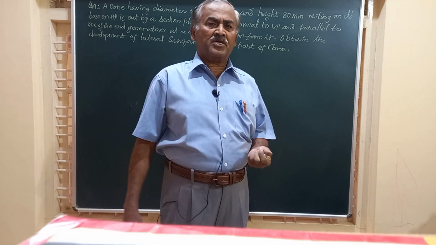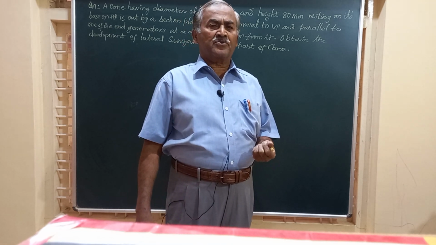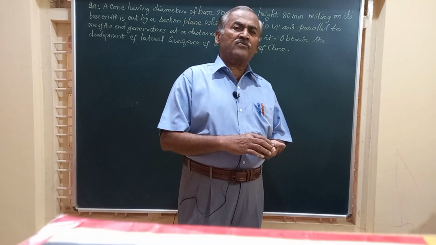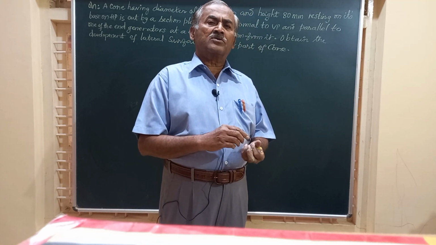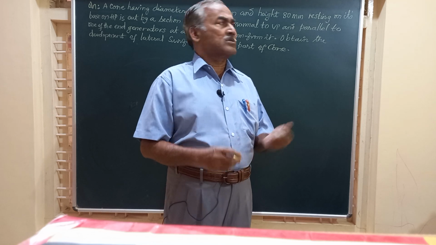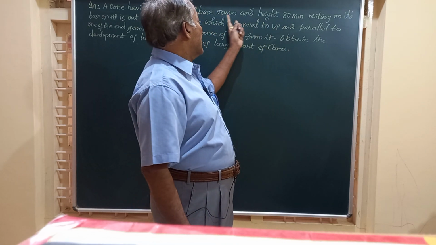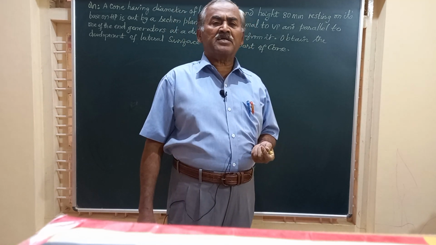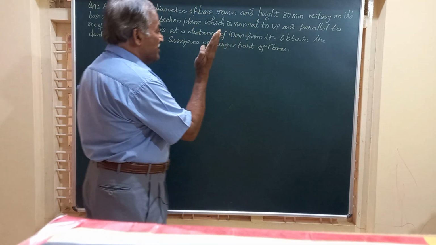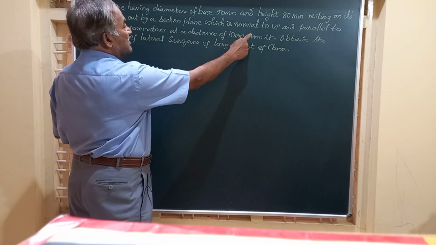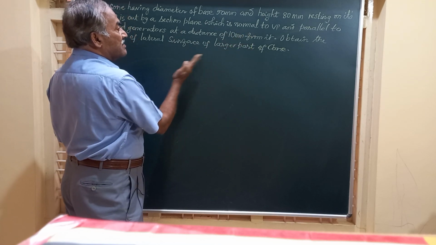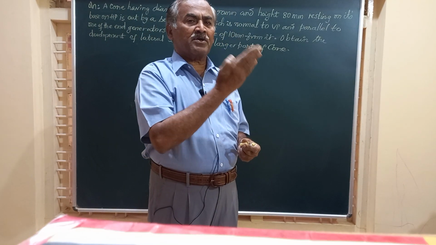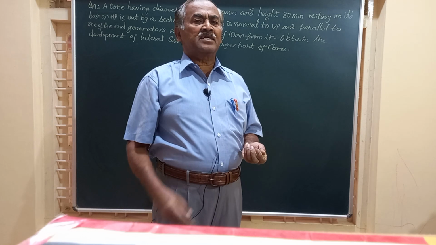Myself, Dr. M.H. Chennaya, and in today's video, we are going to study the development of the lateral surface of a cone of the given dimension, diameter of base 50 mm and height 80 mm, which is being cut by a section plane which is perpendicular to VP, normal to VP, and parallel to one of the end generators. So when the section plane is perpendicular to VP, it is seen as a line in the front view.